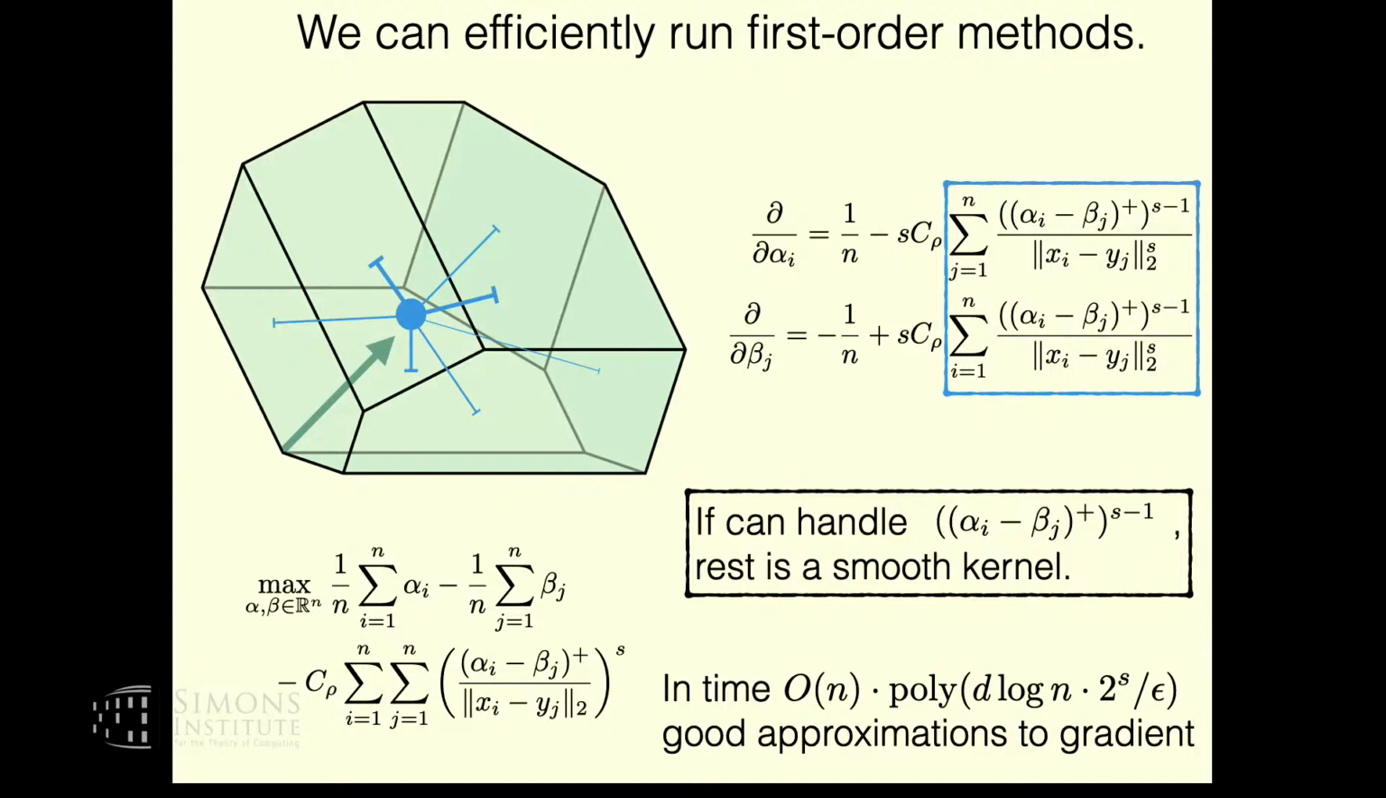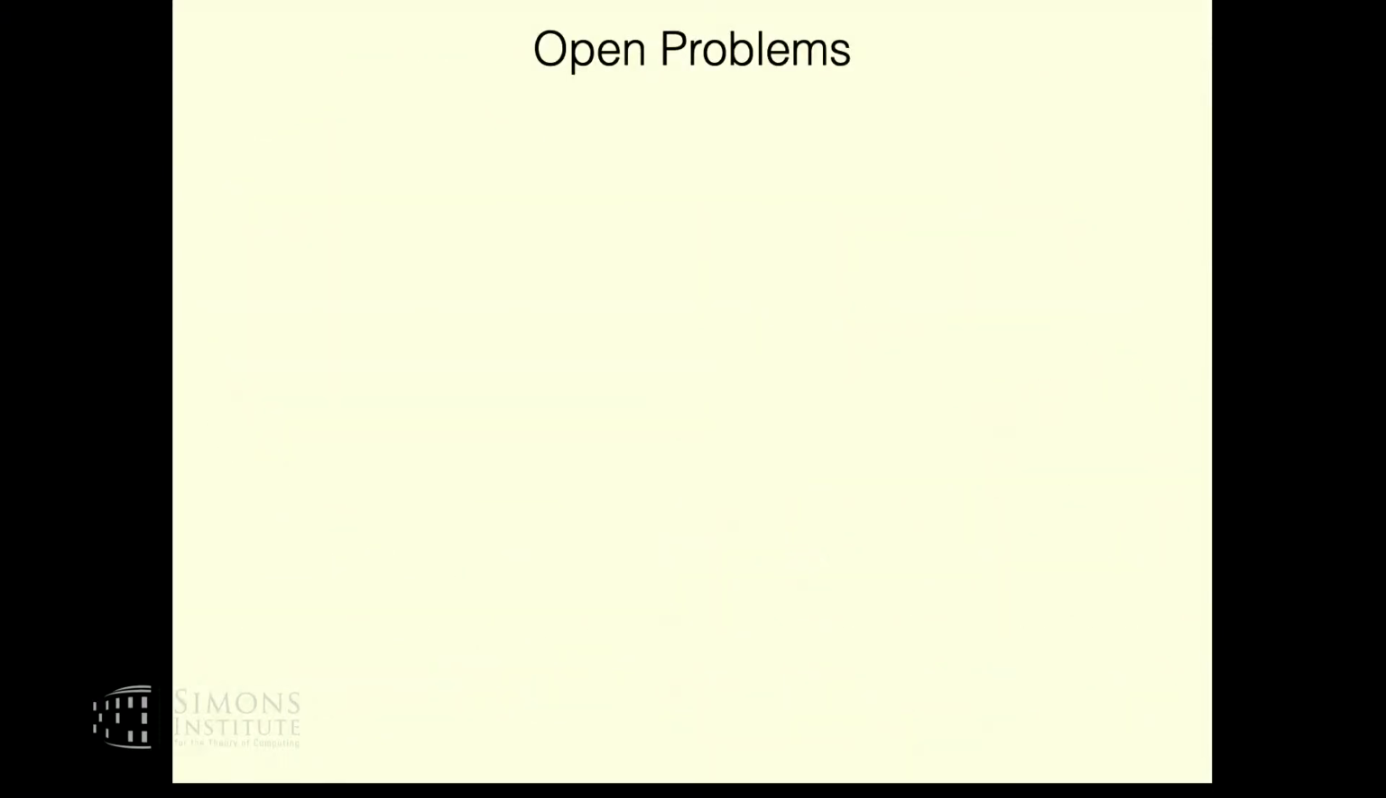Okay, so let me wrap up. I can just state the open problems. The first open problem is: can we beat the spanner approach? I started out this talk with an open problem, which I still don't know how to solve. But this is an orthogonal direction where we can algorithmically do something new, something that goes beyond the spanner approach, using these kernel density estimation theorems.